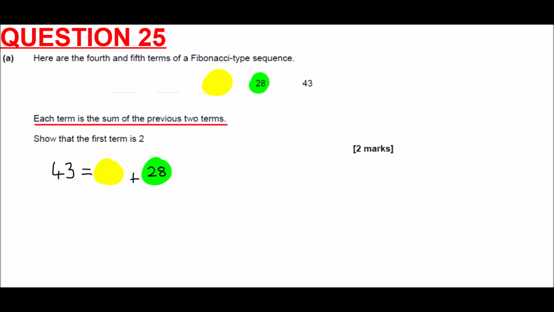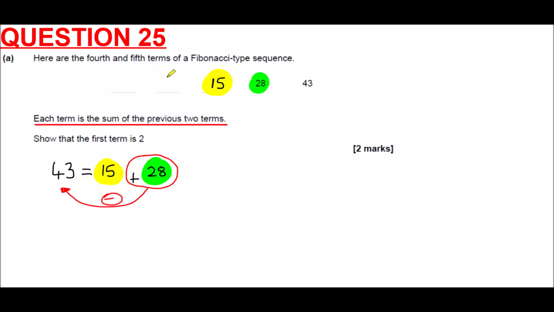So you can work out what the yellow number is by just rearranging this equation. This 28 is positive, so if we swap it to the other side, we'll swap the sign. Opposite of plus is minus. And so the yellow one in front of it will be 43 take away 28. If you work that out, you should find that's 15. So this number here will be 15.